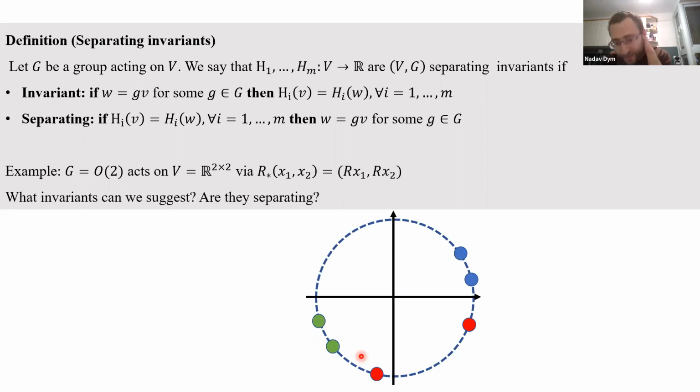What invariants can we think of for this type of action? Maybe are we allowed to ask questions to the crowd? Is that legal? Sure, and people can type answers in the chat box, for example. Okay, let's see if that works. So the question is, what invariants are there for this action? What seems natural?